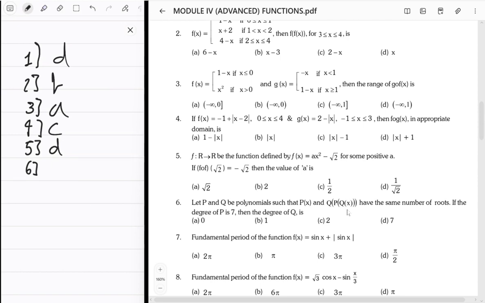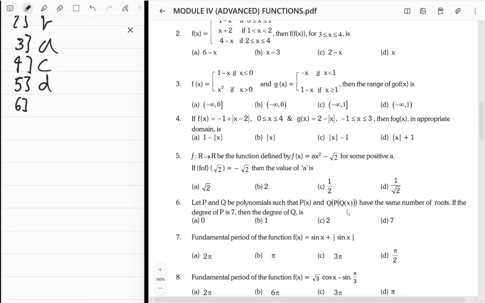Say Q has degree n. So you got 7n and then once again n, so like 7n squared. That's the leading term's power, right? The degree of this guy, Q of P of Q of X. Now this has like 7 roots. So this must be bigger than or equal to 7 at least, which means n squared must be bigger than or equal to 1. Yeah, that's all you could get. It's either 1 or bigger than 1. There's no way you're going to be doing anything with it.